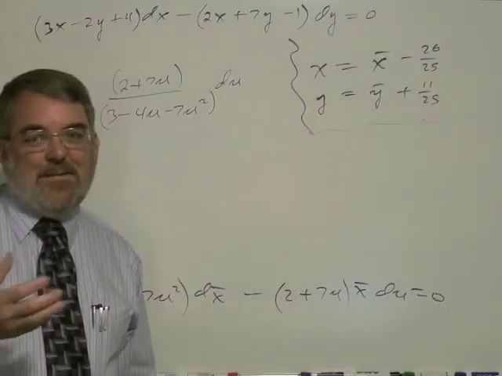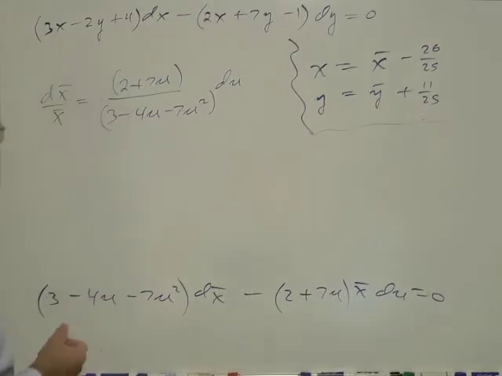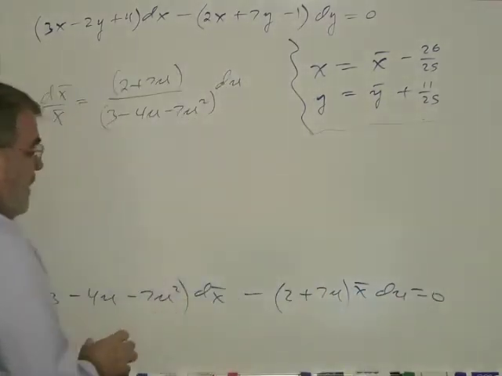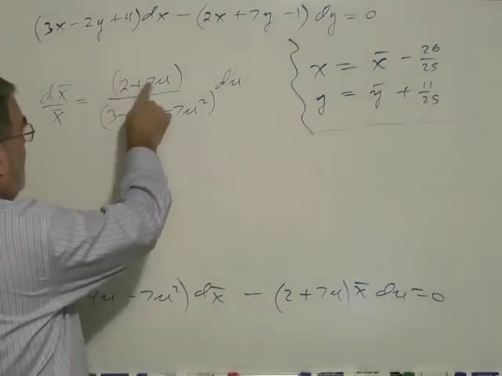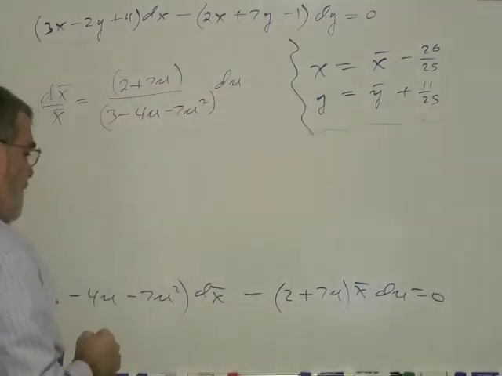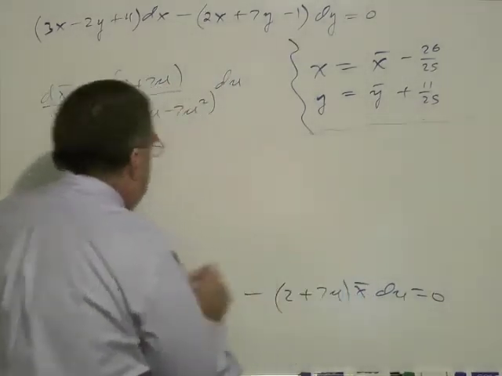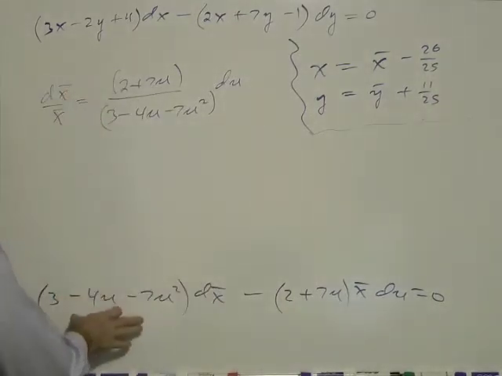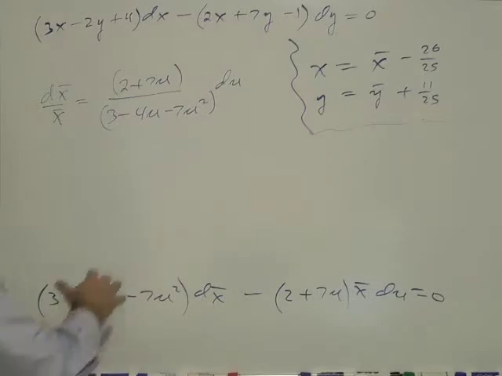Okay, let's make sure I did my algebra correctly here. I took this term to the right side, so it became a positive 2 plus 7u du. And then I divided the equation by x bar, which brought x bar under the dx bar. And I divided by this parentheses over here. So I skipped a step or two algebraically, but it looks like it's going to work out okay here.